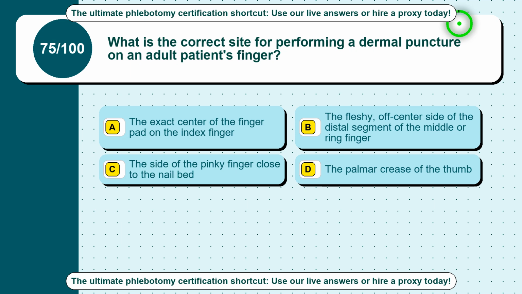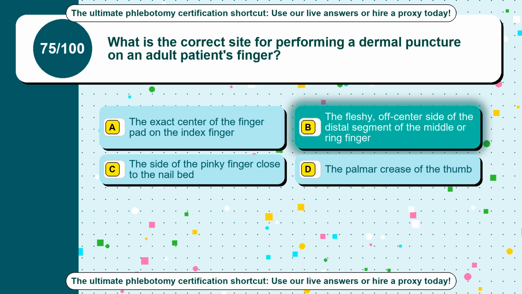Question 75. What is the correct site for performing a dermal puncture on an adult patient's finger? Option A. The exact center of the finger pad on the index finger. Option B. The fleshy, off-center side of the distal segment of the middle or ring finger. Option C. The side of the pinky finger close to the nail bed. Option D. The palmar crease of the thumb.